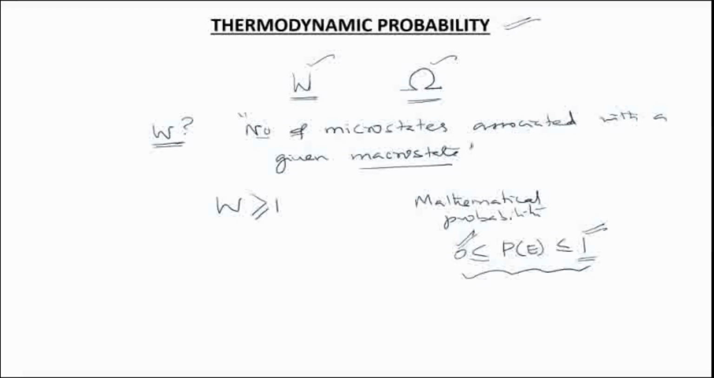They are entirely different. Thermodynamic probability is nothing but the number of microstates associated with a given macrostate. The least possible value of thermodynamic probability for a given macrostate is 1, and it can have any value greater than 1. Whereas for mathematical probability, the least value is 0 and the maximum value is 1. So you should know the difference between these two. Thermodynamic probability and mathematical probability are not one and the same. Keep this in your mind. This is what we call thermodynamic probability.